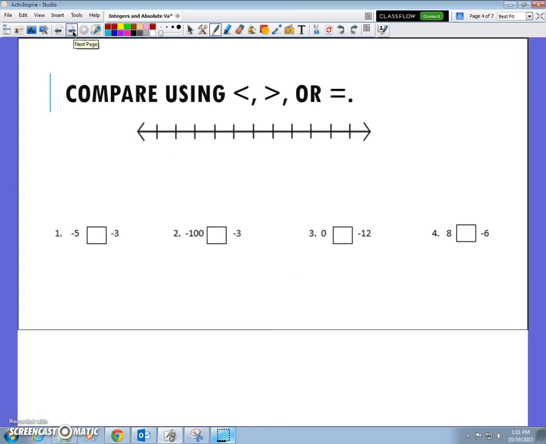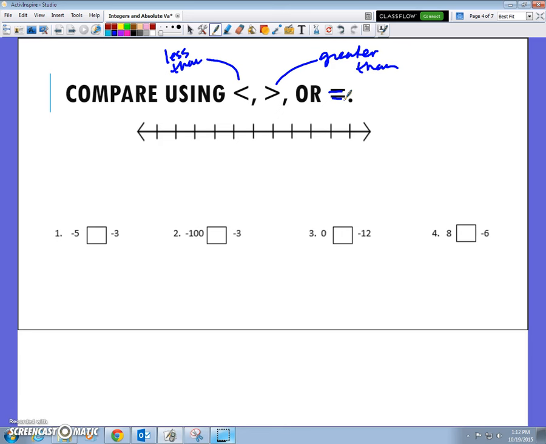You have probably seen these signs before. A less than sign, a greater than sign, or an equal sign. If you're not remembering what they're called, less than, greater than, and I think everybody knows what equal to means. So I want to compare these numbers, negative 5 and negative 3. I'm going to compare them using an inequality or an equality. I need to decide which number is bigger, negative 5 or negative 3.